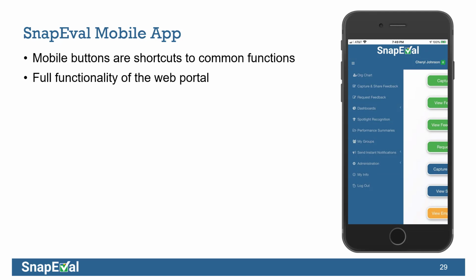Now, in the mobile app, you also have all the functionality of the web portal. If you just click on the menu button that you see at the top of the navigation menu on the left-hand side there, the 3 little lines or menu button, it will slide the buttons over to the right and now reveal the whole navigation that you have available to you based on your role in SnapEval, so that you can do anything in the mobile app that you could do if you were logged in through the web portal.